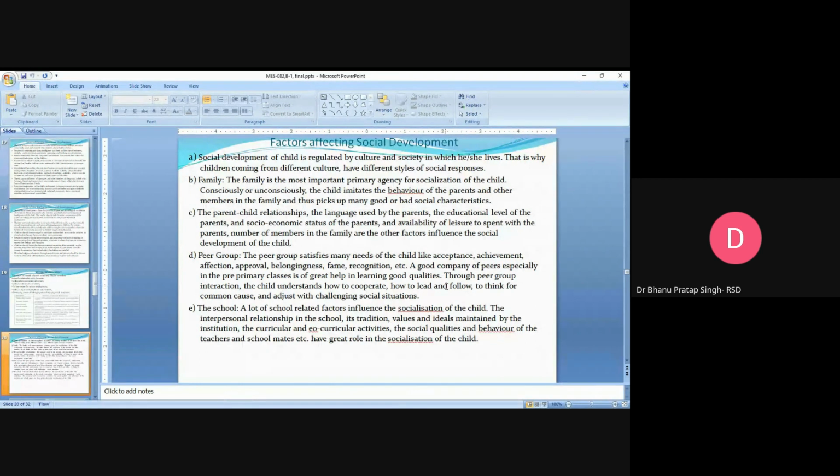And the school is also a most important factor. A lot of school-related factors influence the socialization of a child: the interpersonal relationships in the school, its traditions, values, and ideals maintained by the institution, the co-curricular and curricular activities, the social qualities and behavior of the teachers and schoolmates, etc., have a great role in the socialization of the child. So the school also has an important role in the social development of the child.